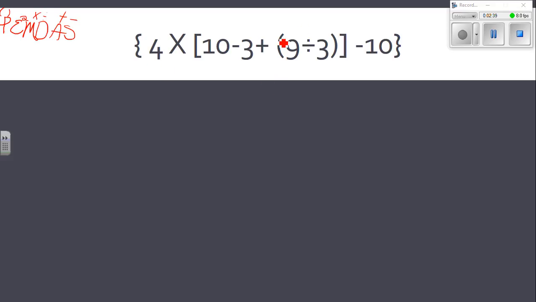So we have to start from the inside. So we have braces and brackets and parentheses. So we're going to start with our parentheses here. It's inside of all this. So 9 divided by 3 is 3. So now I rewrite the whole problem so that I can stay up with what I am having to do.